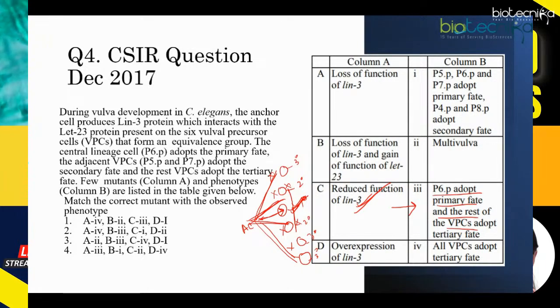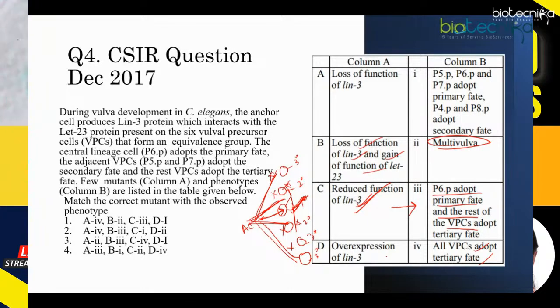getting tertiary fate. Now, what if there is loss of function of lin3, that means all VPCs were taking tertiary fate initially, but along with it, if you have gain of function of let23, then even if the signal is not there, all the receptors in the primary cell, in the secondary cell also, are activated. That means all are taking the primary fate. In that case, it will lead to multivulva. More than one vulva will be developed.